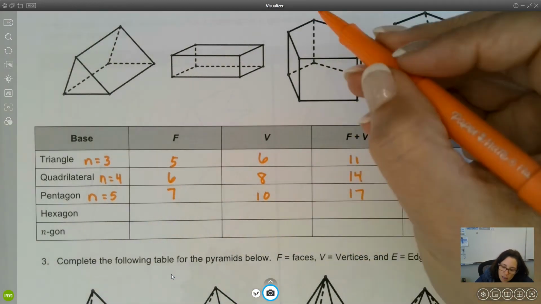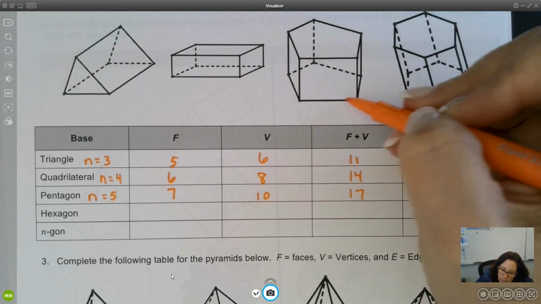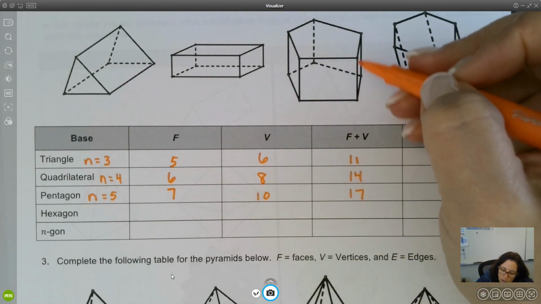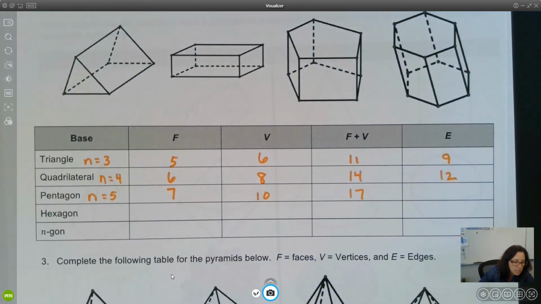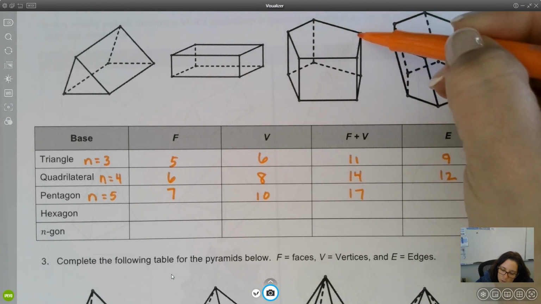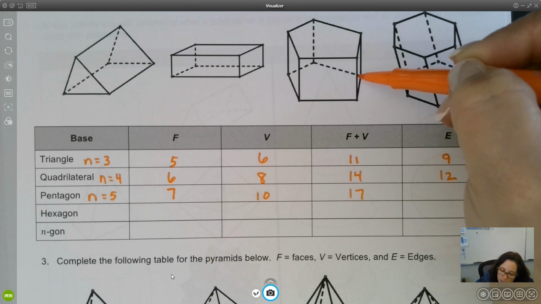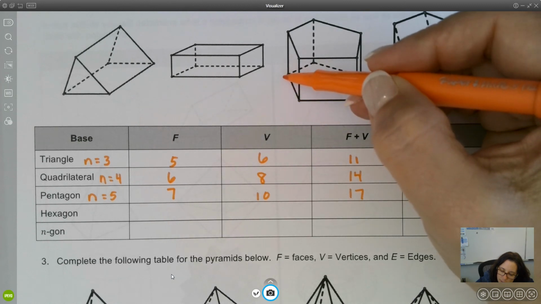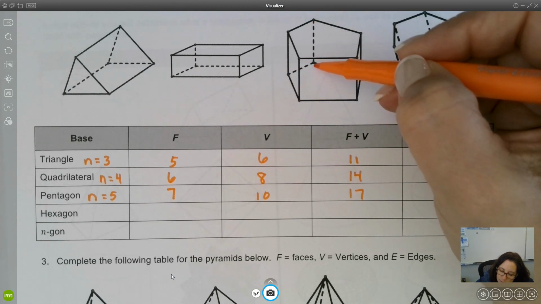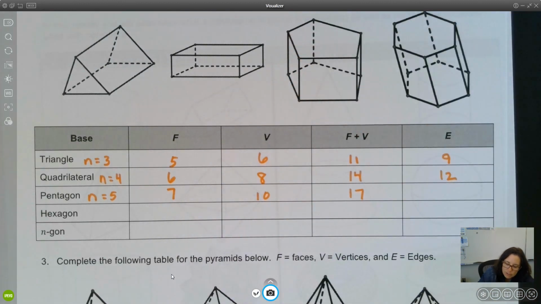Edges: 1, 2, 3, 4, 5, 6, 7, 8, 9, 10, 11, 12, 13, 14, 15. Did I count that right, or did I miss a couple? Oh, hang on, I think I missed. 1, 2, 3, 4, 5, 6, 7, 8, 9, 10, 11, 12, 13, 14, 15. Yes, I counted right.